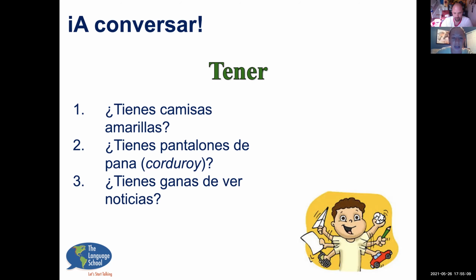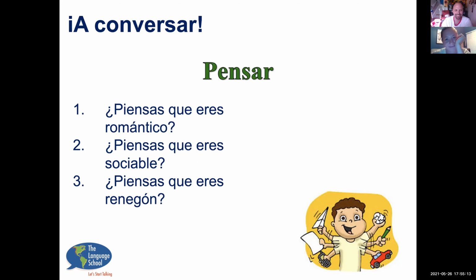No tengo ganas de ver noticias. Yo tampoco. ¿Piensas que eres romántica? Sí, yo pienso que soy romántica. ¿Piensas que eres sociable? Sí, pienso que soy sociable. ¿Piensas que eres renegona? Pienso que soy renegona a veces. ¿Verdad, Carly?